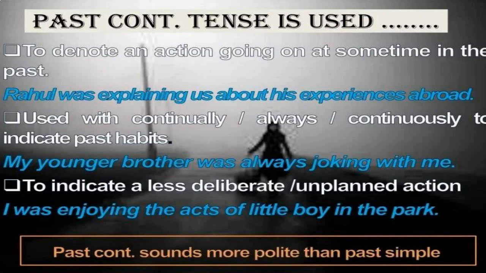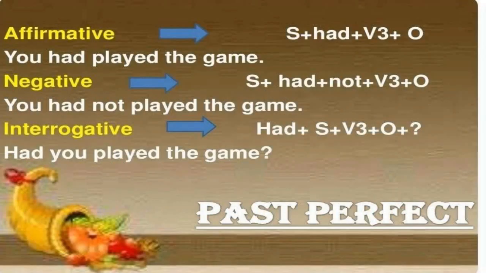Past continuous tense is used to denote an action going on at some time in the past, or it is used with continuously, always, continually to indicate past habit. It is also used to indicate a less deliberate or unplanned action. Hopefully you got the point. So let's move on to the next slide, because I don't want to take much of your time and want to deliver as much as I can in a shorter period of time.